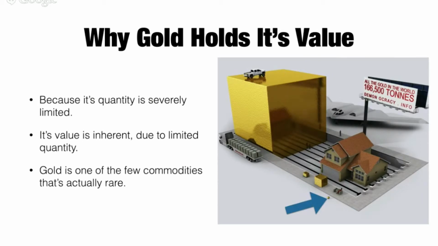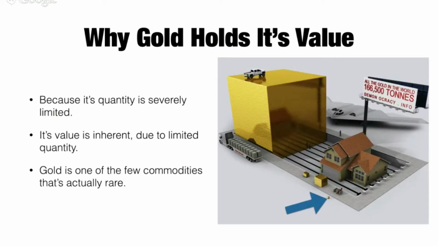66,500 metric tons of gold are in existence right now. And that's over 5,000 years of history, all the mining that's ever been done, this much gold, right? So when you hear about gold being mined, gold is still being taken out of the earth, but it's still an extremely rare commodity, which is why it holds its value.